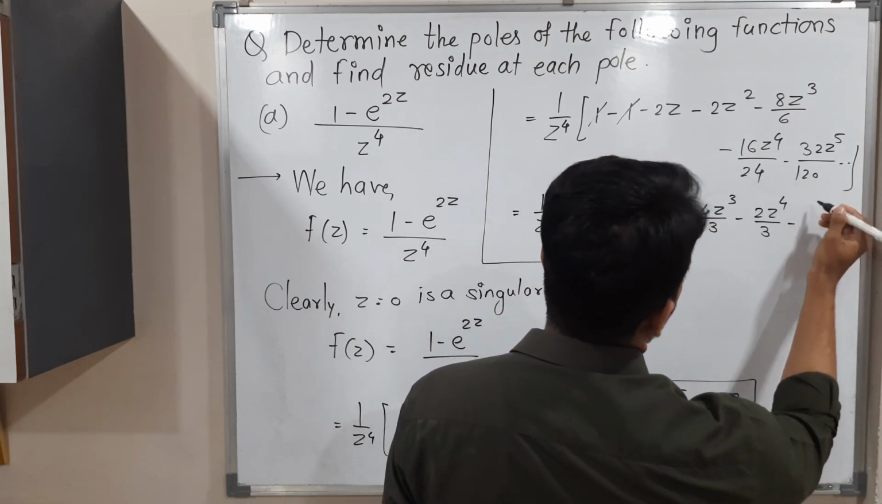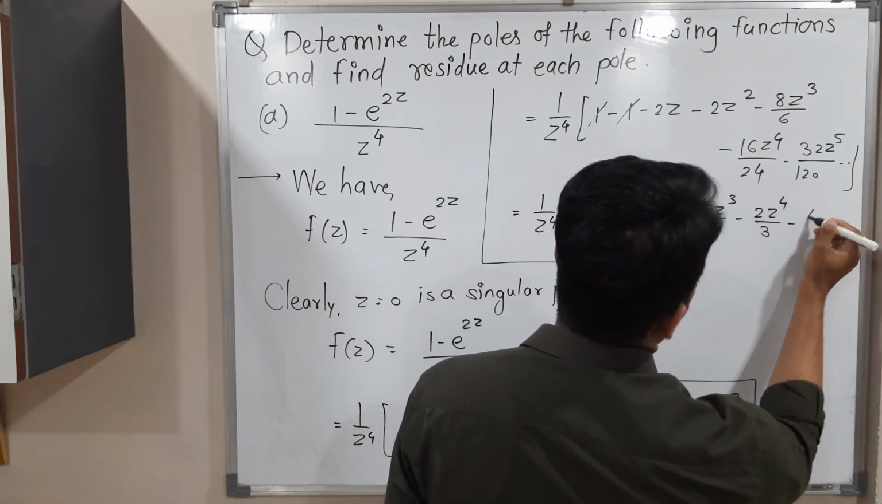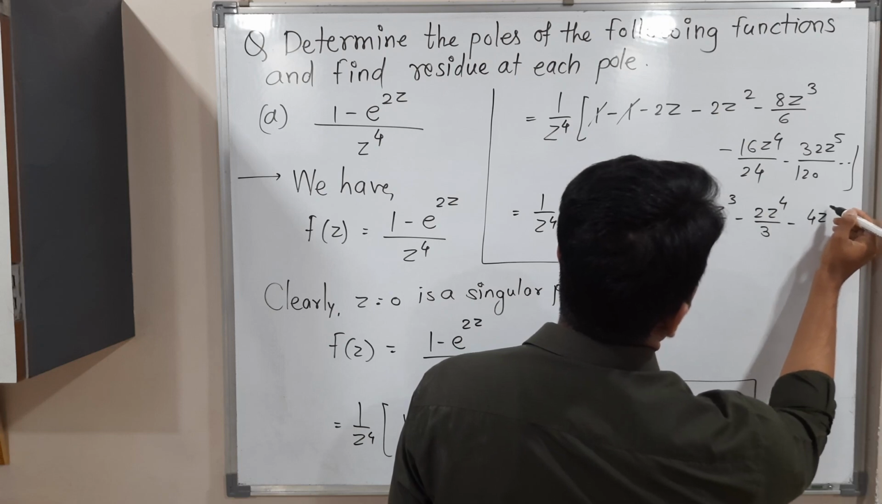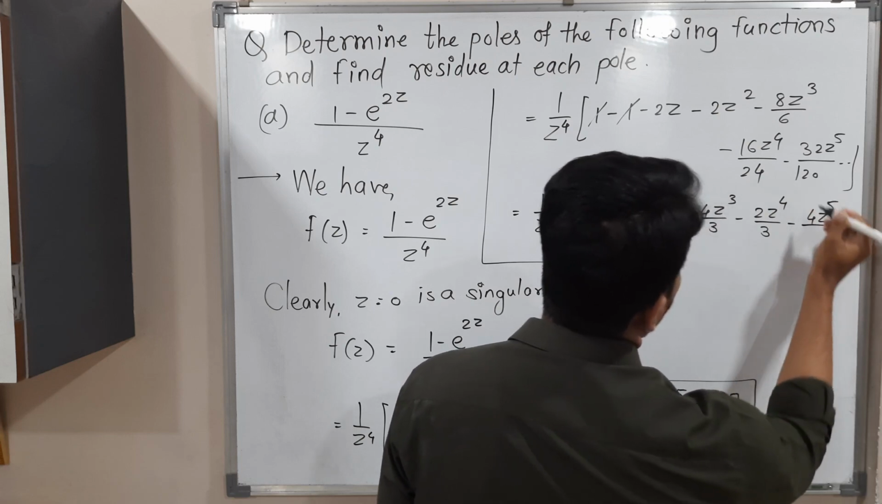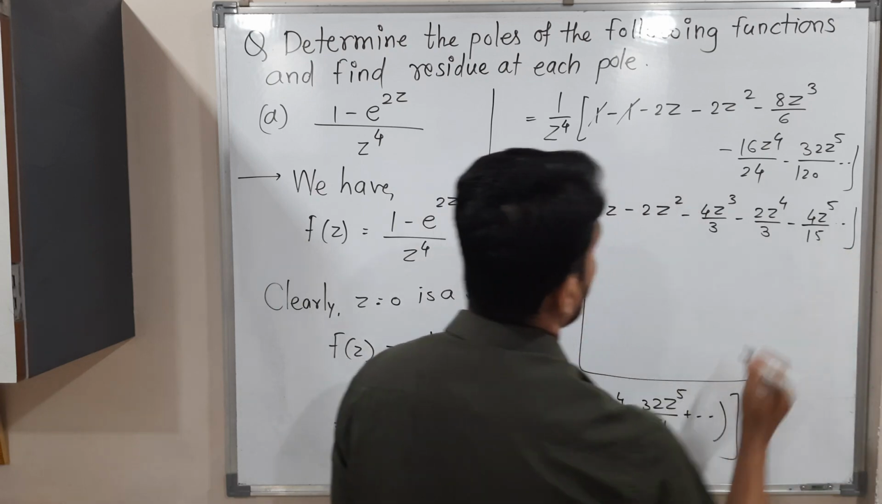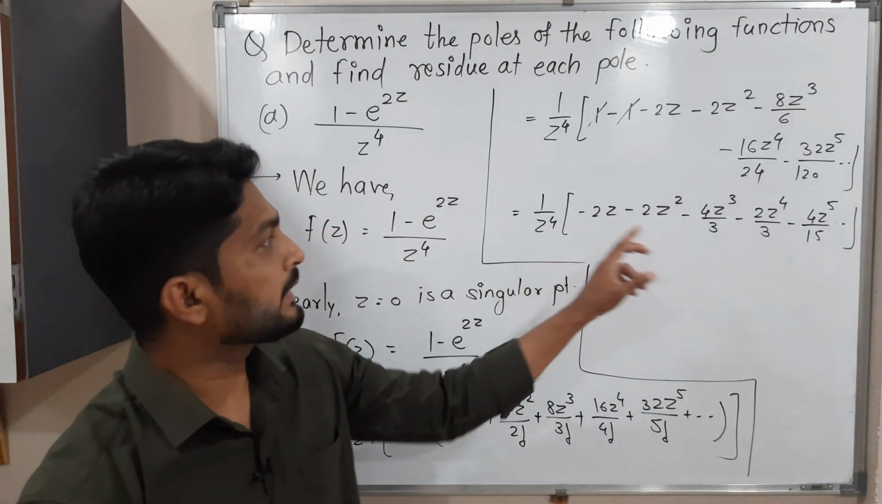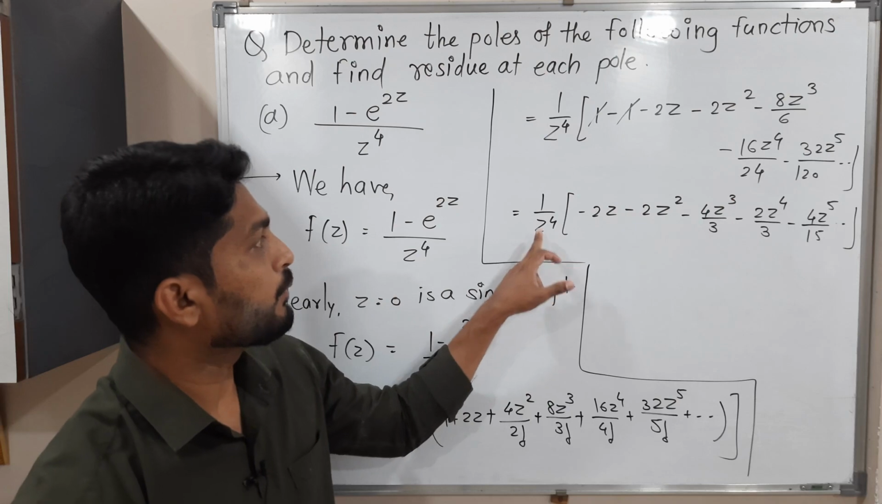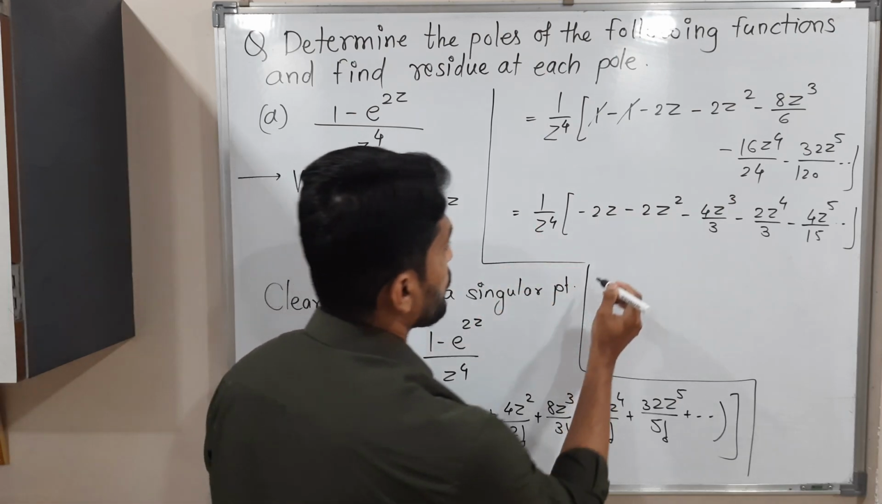Yes. So 8 4s are 32 and 8 15s are 120. Okay, so I got this one. So now what will I do? I will multiply each term by 1 by z raised to 4. Okay, so let us solve the bracket.